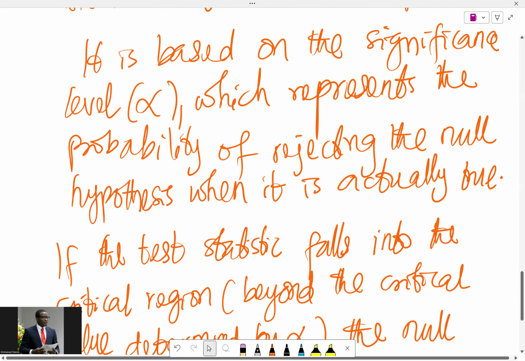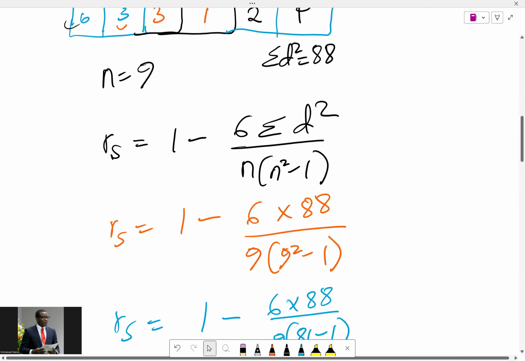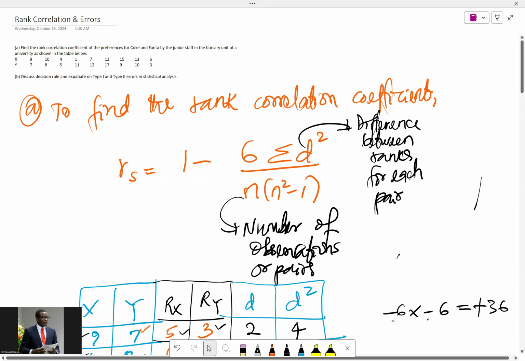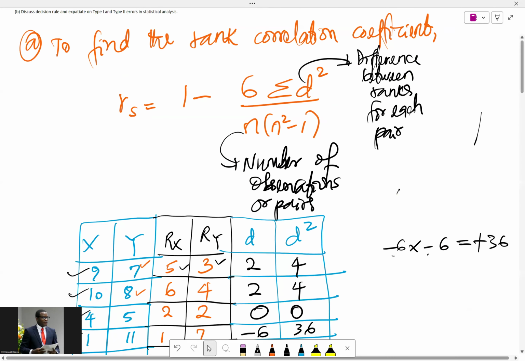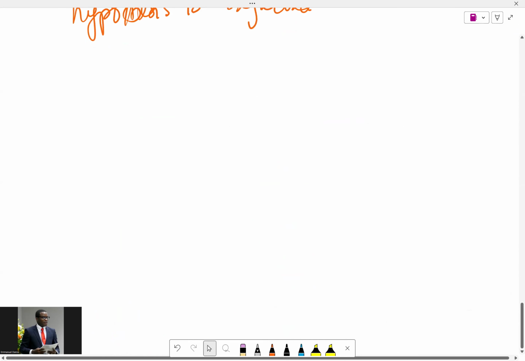So let's talk about type 1 and type 2 errors. How does the question go? It's always nice to answer the question based on the way it's asked. Expatiate on type 1 and type 2 errors in statistical analysis. Okay, so we talk about type 1 and type 2 errors now.